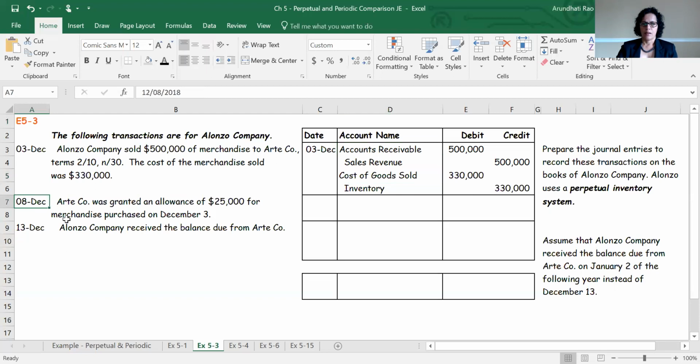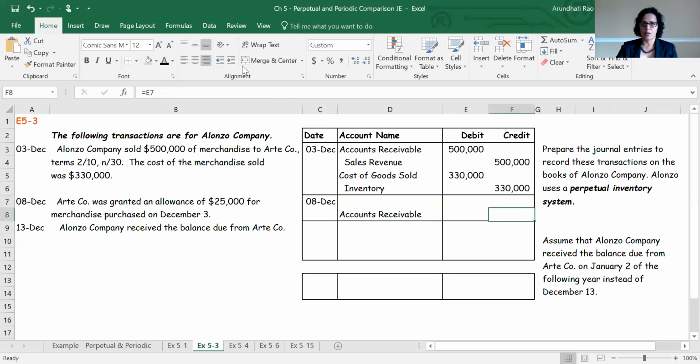Now let's look at what happens on December 8th. On December 8th, our company granted an allowance of $25,000 for merchandise purchased on December 3rd. So on December 3rd, I sold merchandise to Art Company. On December 8th, I'm granting them an allowance, which simply means they're not returning the goods to me. Something was wrong. Maybe there was a slight delay in shipment. Something went wrong in the shipment and something was damaged slightly, but they could still sell it. But obviously they're upset with me. So I tell them I'm going to take $25,000 off that invoice price. So there's that much less money I'm going to get.